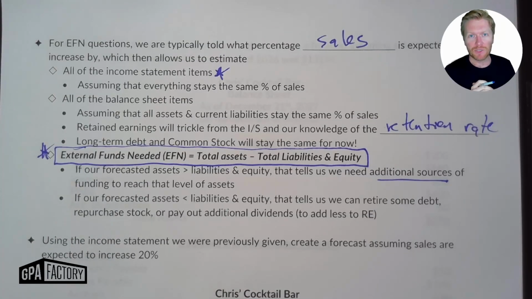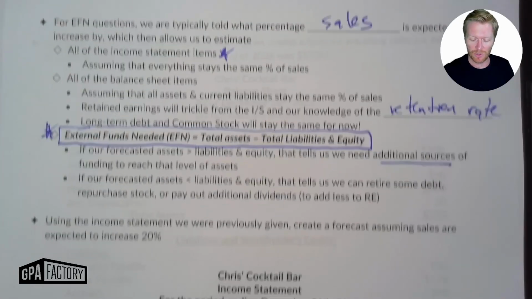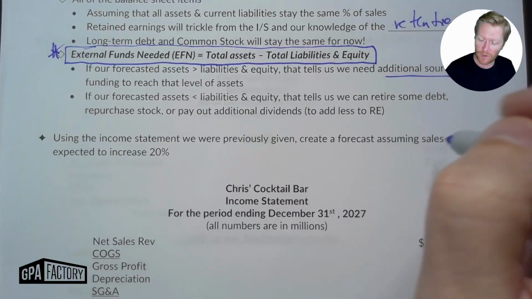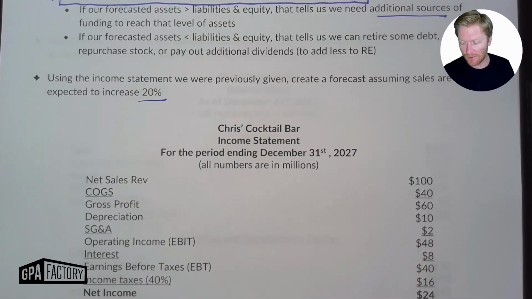So that's conceptually what's going on there. But again, mathematically, we're just trying to get down to a forecasted balance sheet where we've got total assets and then total liabilities and equity, to then compare the two to figure out the additional amounts that we need. And here is going to be that process. So using our income statement that we were previously given, let's create a forecast assuming sales are expected to increase by 20%. So this is really how easy this is.